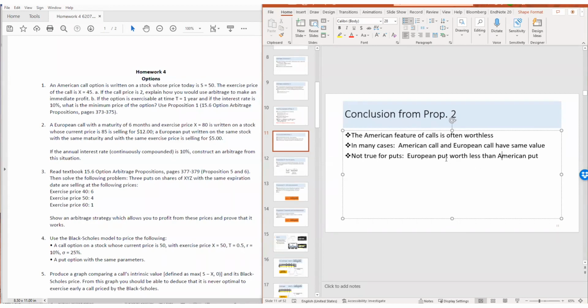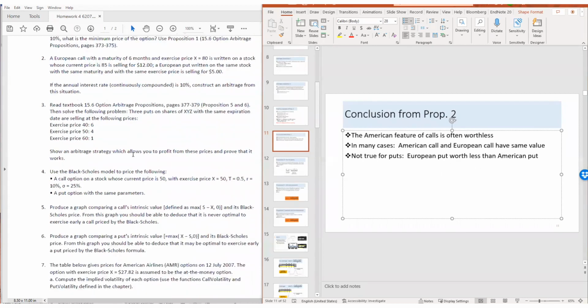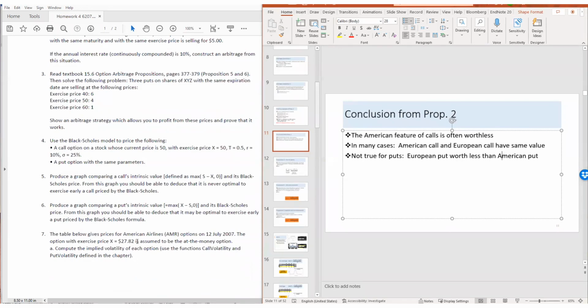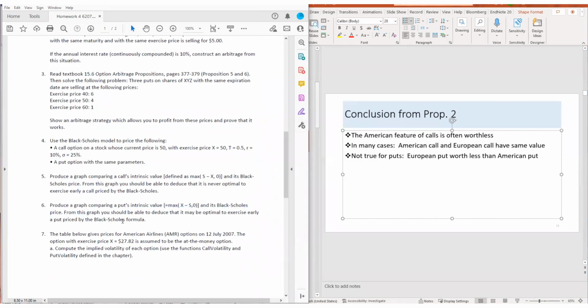But it's not true for put, and we're going to use exercises to demonstrate that. So we're going to use exercise 5 and exercise 6 to show that for call, it is never optimal to exercise the call option. For put, you're going to see that from the graph.